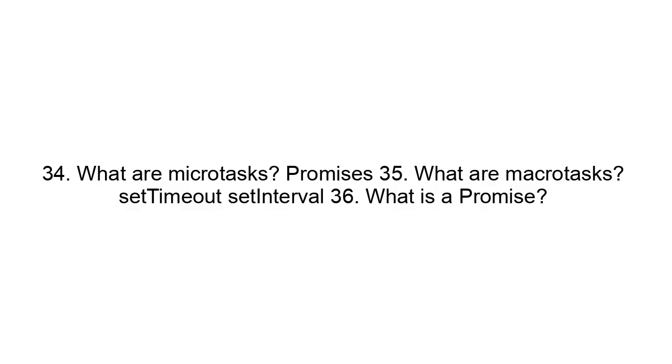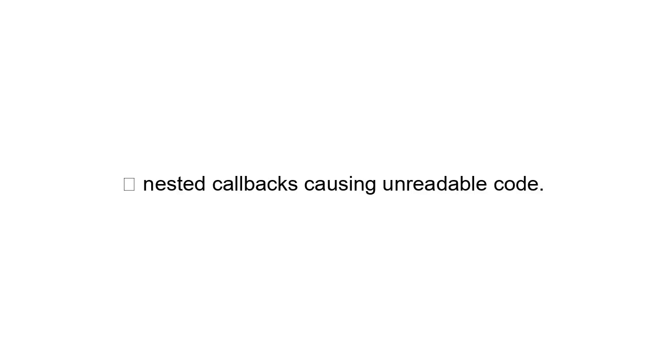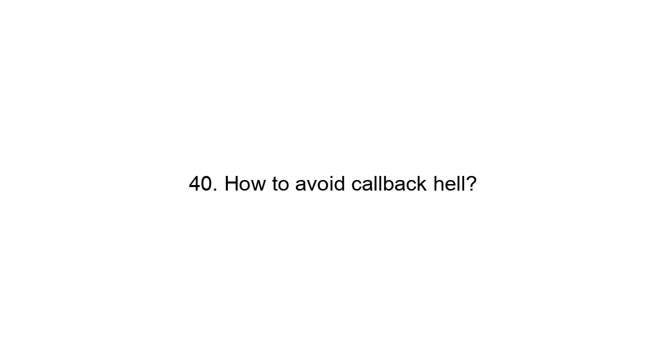36. What is a promise? Represents future value. let p = new Promise, resolve, done. 37. Promise states: pending, fulfilled, rejected. 38. Async await, cleaner way to handle promises. 39. What is callback hell? Nested callbacks causing unreadable code. 40. How to avoid callback hell? Promises, async await.